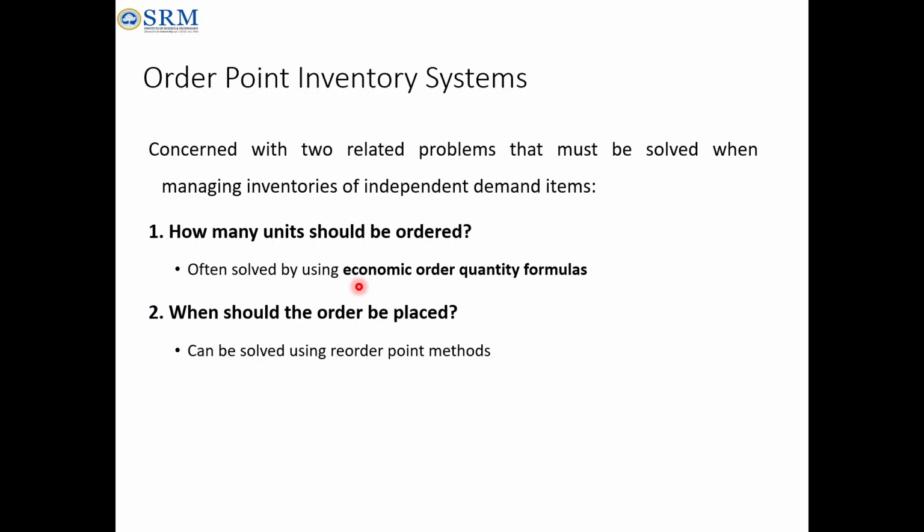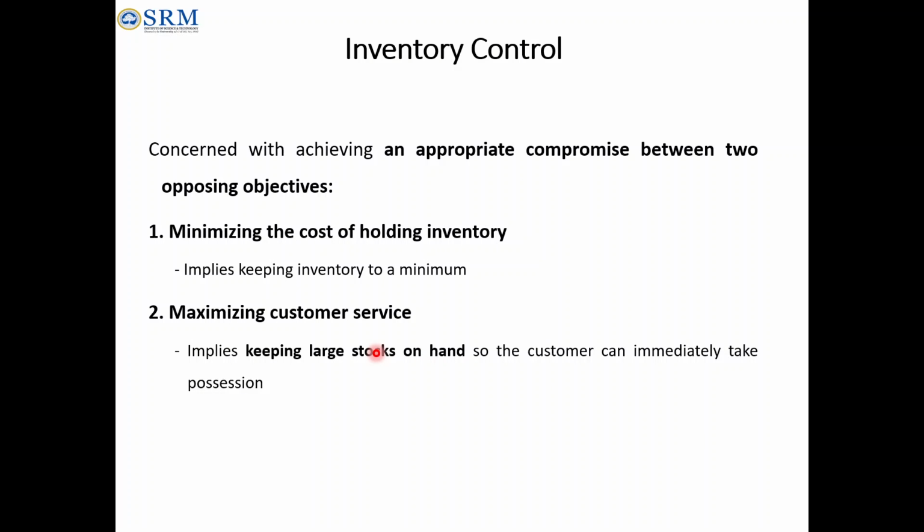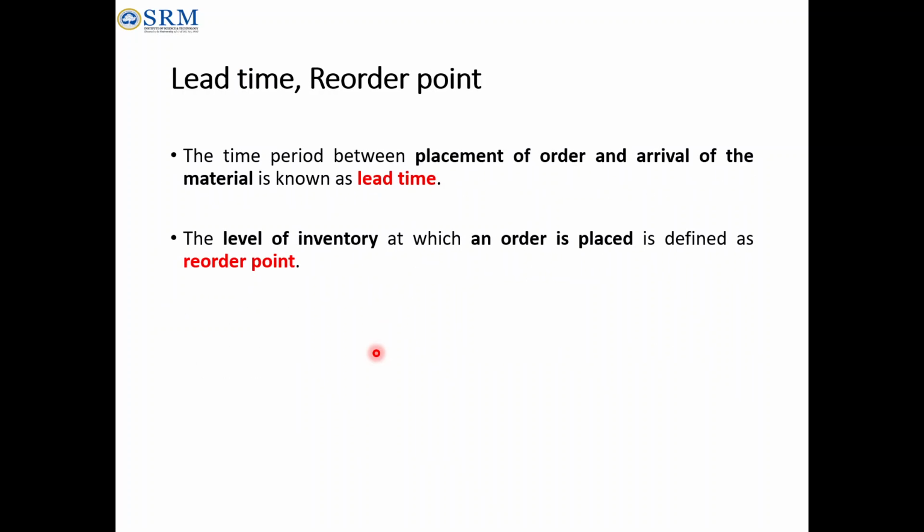So the economic order quantity formula will be discussed in coming slides. Using this formula, economic order quantity, we can identify how many units should be ordered, and when we have to order can be identified through the reorder point. Previously we discussed two definitions. One is lead time, second one is the reorder point. So reorder point, what is the meaning? The level of inventory at which an order is placed.